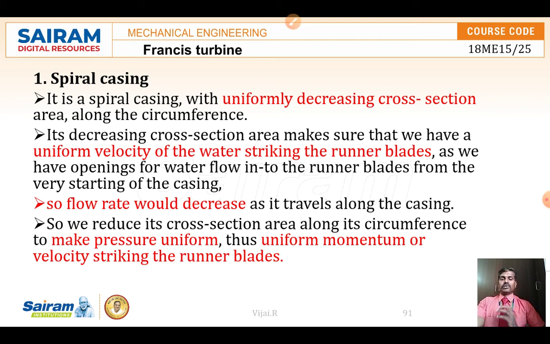When the water enters and strikes the runner blades through the guide vanes, the flow rate decreases as it travels along the casing. So we reduce the cross section of the casing to make the pressure uniform and the momentum uniform. After the water is guided by the guide vanes and strikes the runner blades, the velocity will be uniform. This is the function of the casing.